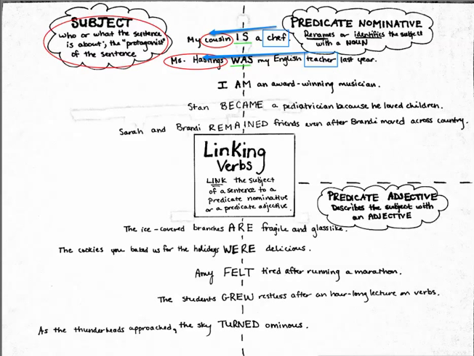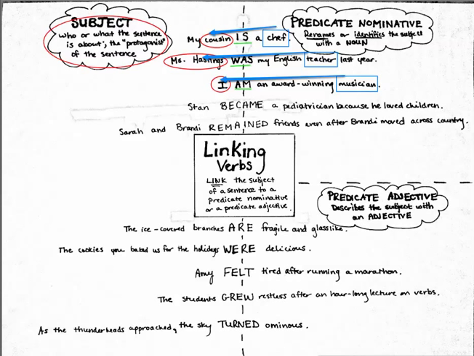The next sentence, I is the subject of the sentence. My linking verb, am. What am I? I am an award-winning musician. Note that award-winning in this sentence, and English, my English in the previous sentence, those are adjectives describing the predicate nominative. That's why we're not marking those in any way.